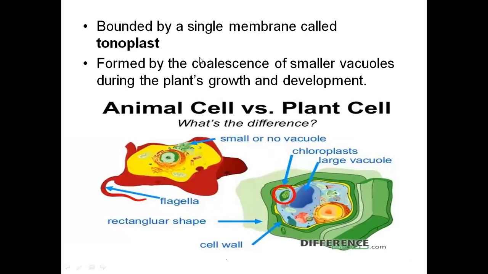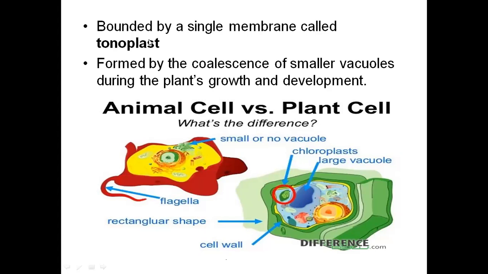The vacuole is bounded by a membrane which is called the tonoplast. The membrane of the vacuole is called the tonoplast. The large vacuole in the plants and the vacuoles in the animals are bounded by a membrane called the tonoplast.